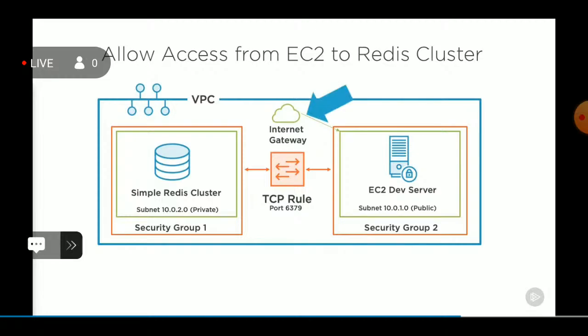The cluster and the EC2 dev server are attached to two different security groups. What we want to do is allow the two security groups to talk to each other over the Redis standard port, which is 6379. We can do that by creating a TCP rule connecting the two security groups. More on that process later. Let's look at how we can open this cluster to someone outside of AWS.